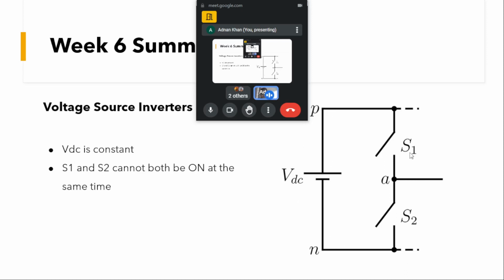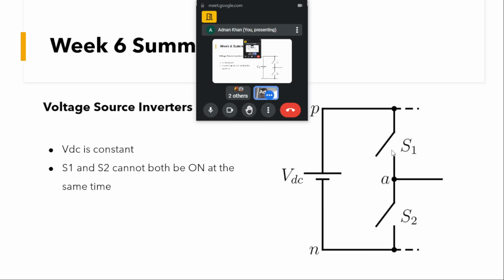So if we turn on S1, the voltage VAN across points A and N will be VDC. So when S1 is turned on, we have VDC voltage.